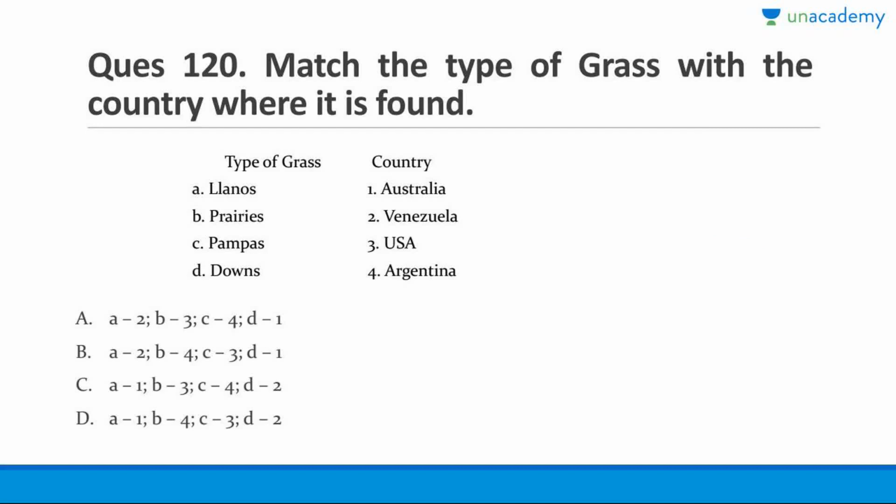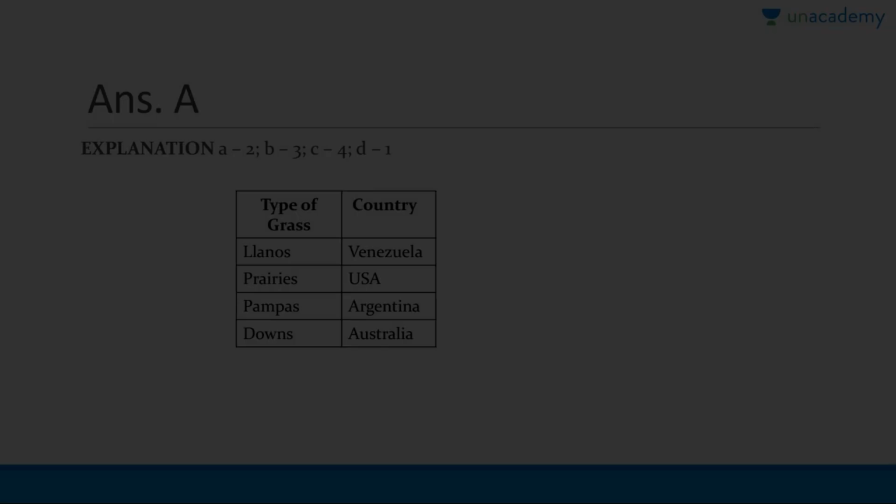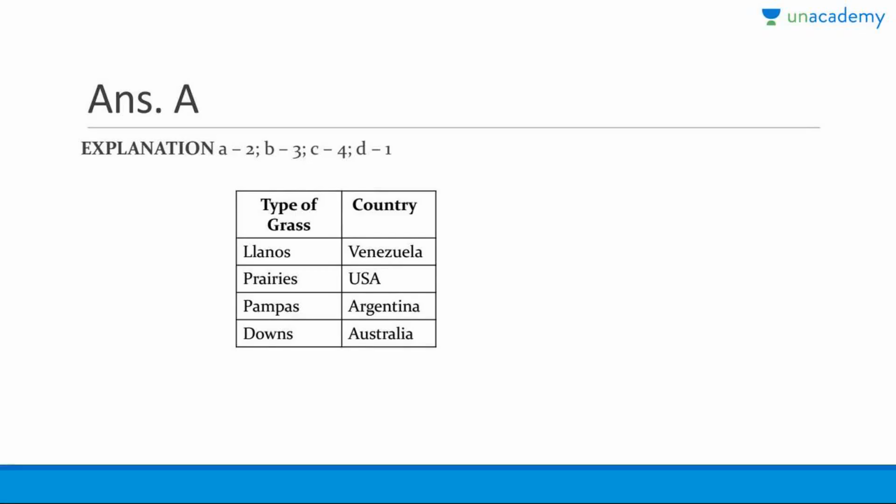Last question for this lesson. Match the type of grass with the country where it is found. Typical question which is asked. Llanos is in Venezuela, prairies is in USA, Pampas is in Argentina, and downs is in Australia. Answer here is A, A2, B3, C4, D1. So you can read it here. Continue watching this course.